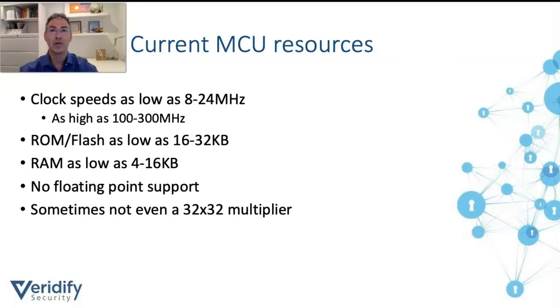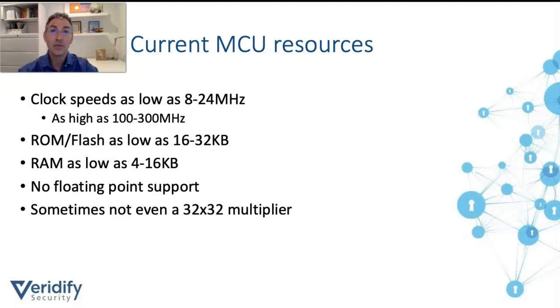So how small are these devices? I would suggest that some of these devices have clock speeds as low as 8 to 24 megahertz, although some of them can go as high as 100 to 300 megahertz. But that's nowhere near the gigahertz speeds that you see in your laptops and your cell phones. The storage capabilities are also very limited. The RAM and flash size can be as low as 16 to 32 kilobytes. Runtime RAM can be as low as 4 to 16 kilobytes.